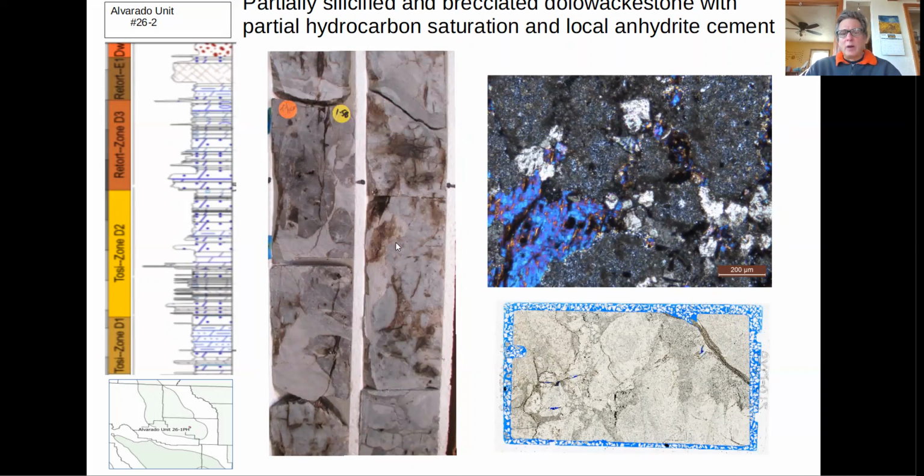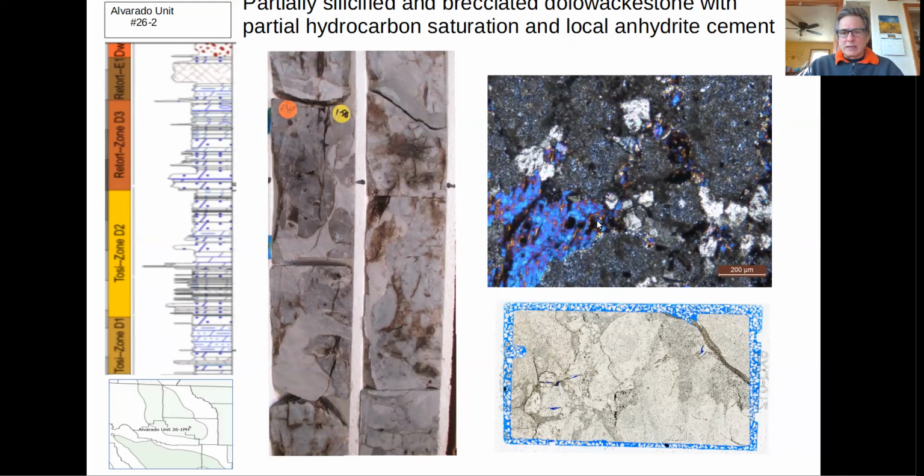The other thing to point out in this slide is in thin section, we're starting to see a third mineral here, a new mineral, let's put it that way. So here we're looking at a largely silicified portion of the rock. There's a little bit of late stage dolomite replacement of that silica. And then we have this cobalt blue mineral here.